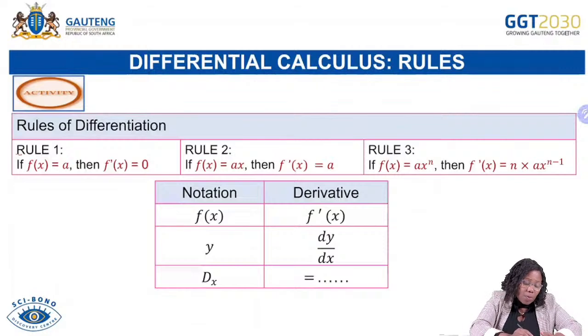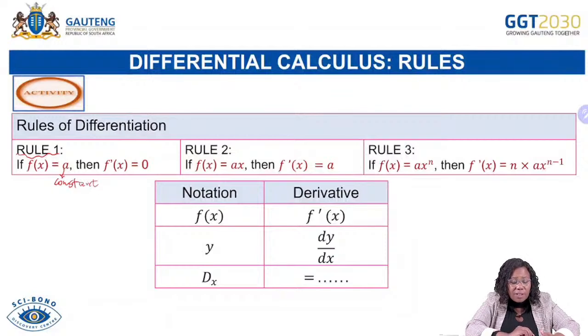Rule number 1 states that if f at x is equal to a, remember a is a constant value there, as we indicated in our first activity, that when you derive a constant, the answer becomes 0. So the same applies with the rules now. If this value is a constant value, its derivative will be equal to 0. That is the rule. And then if f at x is equal to ax, then the derivative will be the coefficient a. That is what we have done, but using the first principle.